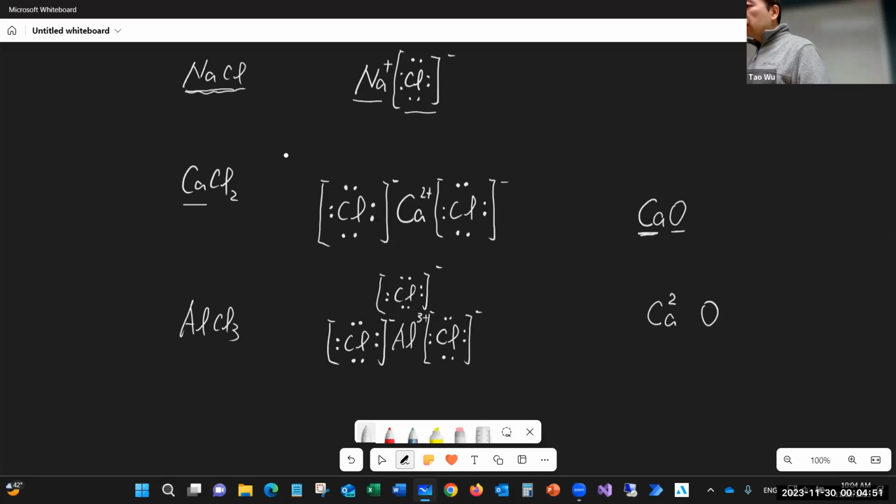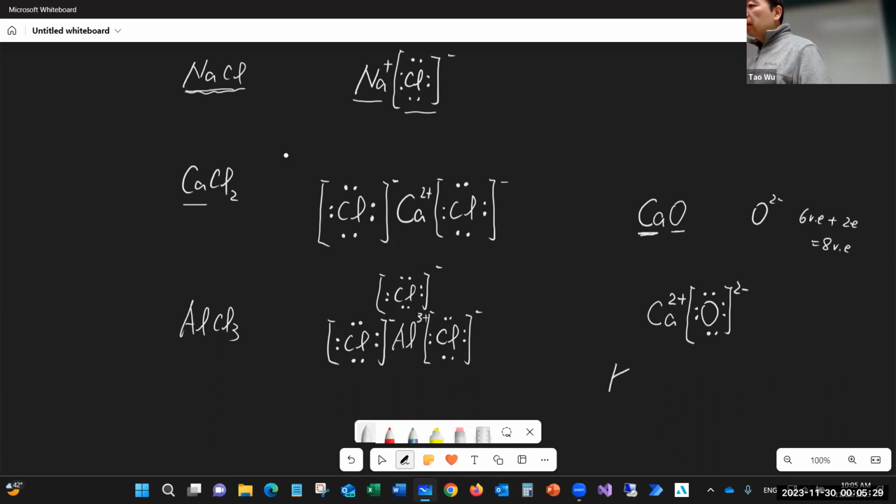Calcium ion is calcium 2 plus. Oxygen, that's the oxide ion. Again, oxygen has 6 valence electrons, and it gains 2 more electrons, so it goes to 8 valence electrons on the outside. So you have 8 valence electrons for the oxygen, and the charge is 2 minus. So that's it. This is calcium oxide. That makes sense, right?